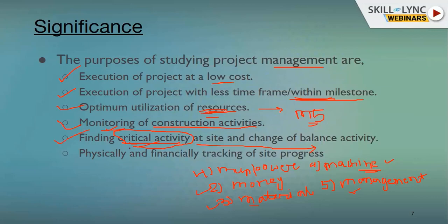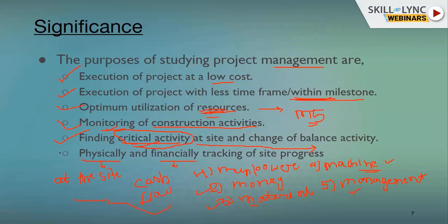Physical and financial tracking of site progress. Physical activity means activity at the site, the activity that is going on with the labor, plant, machinery, equipment, and using store material. And the financial aspect consists of our cash flow, that is, our budget part. So these both parts shall be managed together.